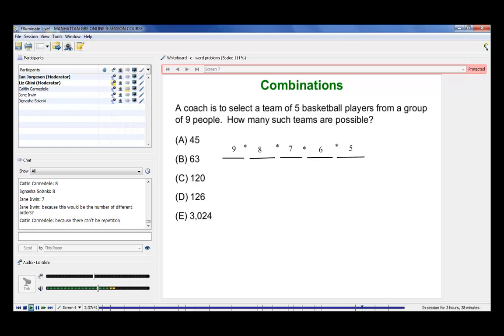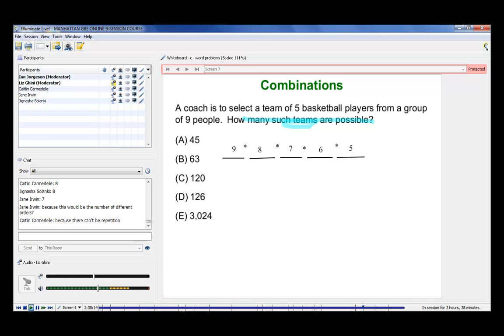Caitlin, I think you're thinking about how many teams are possible. Yeah, how many teams? Okay, so if the players' numbers, say, were 9, 8, 7, 6, and 5, in a different arrangement, it would still be the same team. I have repetition. How do I reduce that repetition? Who is thinking about that? Smile at me if that was bugging you.